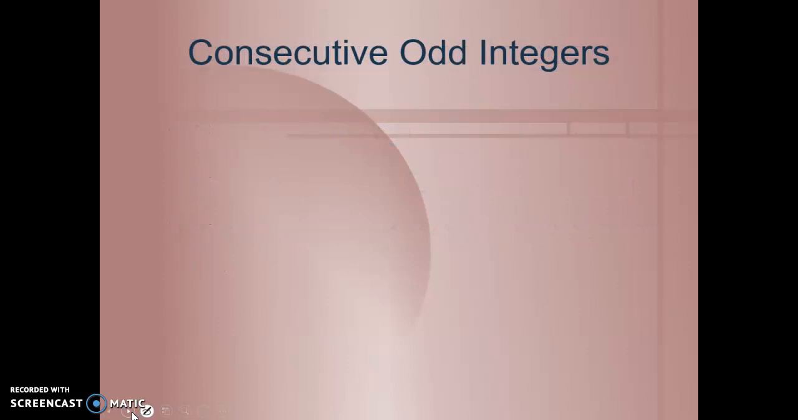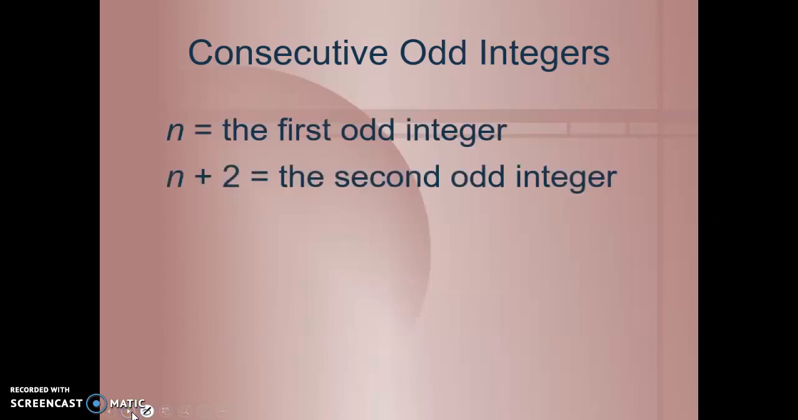Now let's think about odd numbers. How far apart are odd numbers on the number line? 1, 3, 5, 7. They are also 2 apart, so we represent those as n, n plus 2, n plus 4, and n plus 6, etc.